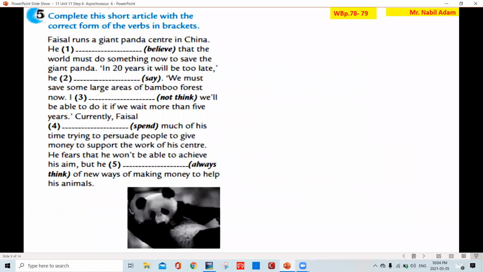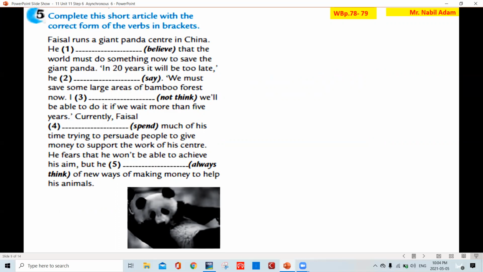Now, we are going to complete a short article about what? About a giant panda. عن دب الباندا العملاقة. But you are going to complete the article by correcting the verbs in brackets. أفعال داخل قوسين. هنا جايب لك أفعال. Stative verb أو dynamic verb. هل فعل حركة ولا فعل يدل على الحالة عشان تستخدم أي زمن من الأزمنة دي.